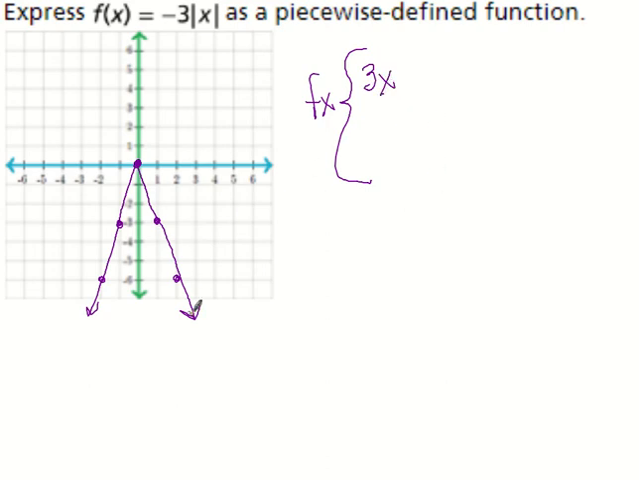And this one is negative, right? But we have to put parameters on the x. So what we're going to do is, whatever one's on the left, we're always going to have it, for an absolute value function, be not equal to. So like this, I would say x is less than 0.